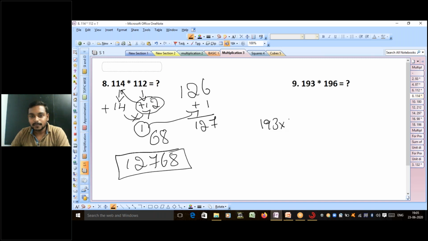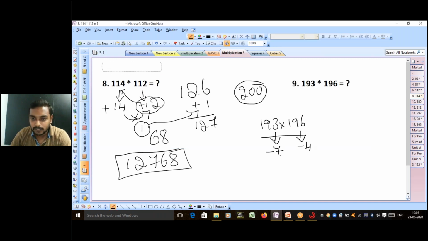Next, 193 multiply with 196. Here you have to take base as 200, not as 100. Number nearer to 200. From 200 it is 7 less. From 200 it is 4 less. 7 fours are 28. It is the right part of your answer. Then subtract 4 from 193 or subtract 7 from 196. Both are the same. It will give 189.